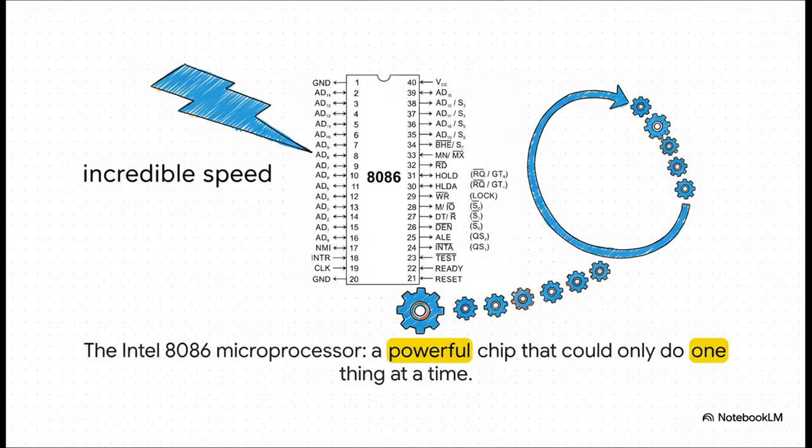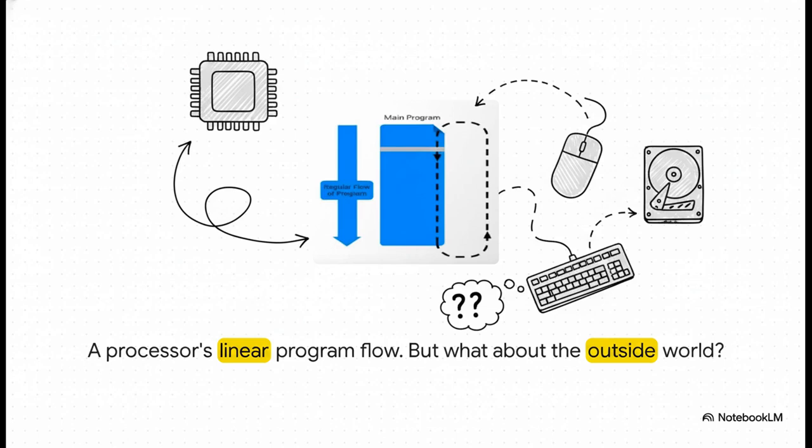But it had one huge limitation. It had a one-track mind. It could only do one single thing at a time. You see, a processor is perfectly happy just running down its to-do list, its main program, one instruction after another. It's in its own little world. The real problem kicks in when it needs to talk to anything outside of that world, like a keyboard, a mouse, a hard drive, anything.